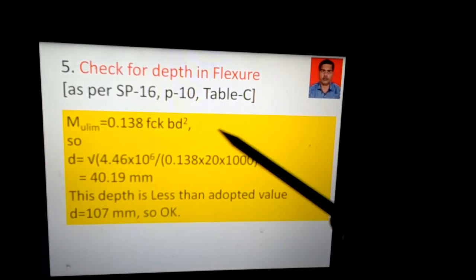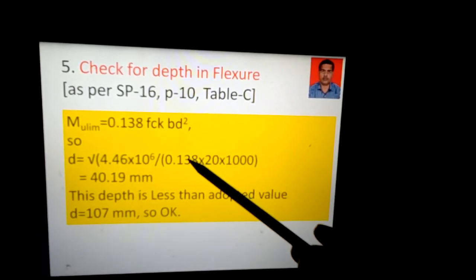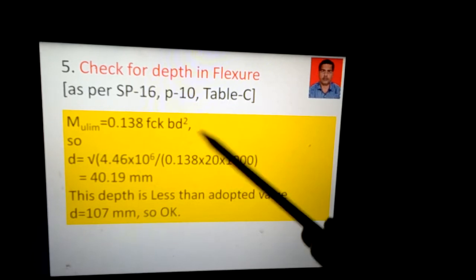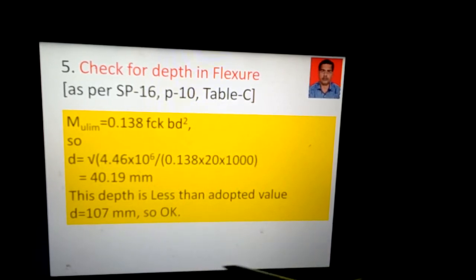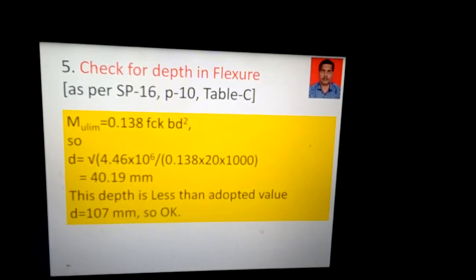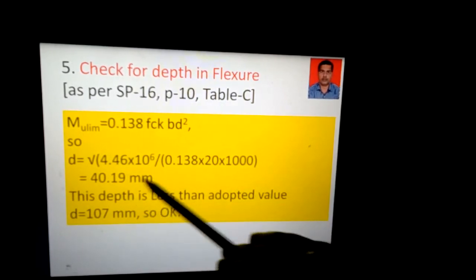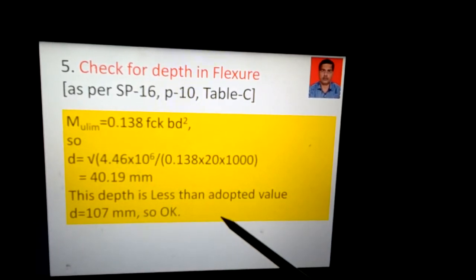As per SP 16 page 10 table C, the given formula is Mu lim = 0.138 fck b d square. From this, Mu lim is equal to the maximum value of moment, that is 4.46 into 10 to the 6, divided by 0.138 and 20 multiplied by 1000. This gives d square as 40.19. Taking the square root of all this is 40.19. So this depth is less than the adopted value of the depth in the load calculation, that is 107 millimeter. So it's okay.